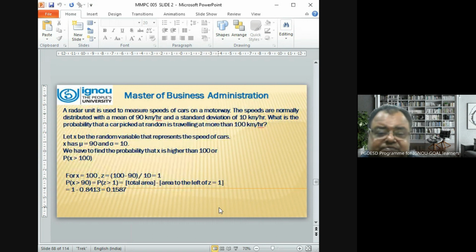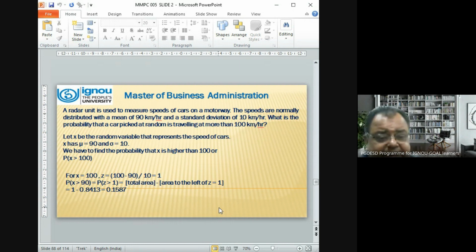Now comes the application. A radar unit is used to measure speeds of cars on a motorway. The speeds are normally distributed with a mean of 90 kilometers per hour and a standard deviation of 10 kilometers per hour. What is the probability that a car picked at random is traveling at more than 100 kilometers per hour?